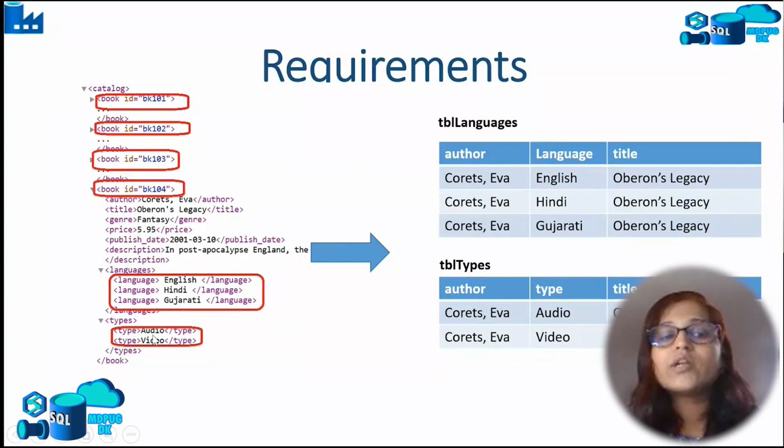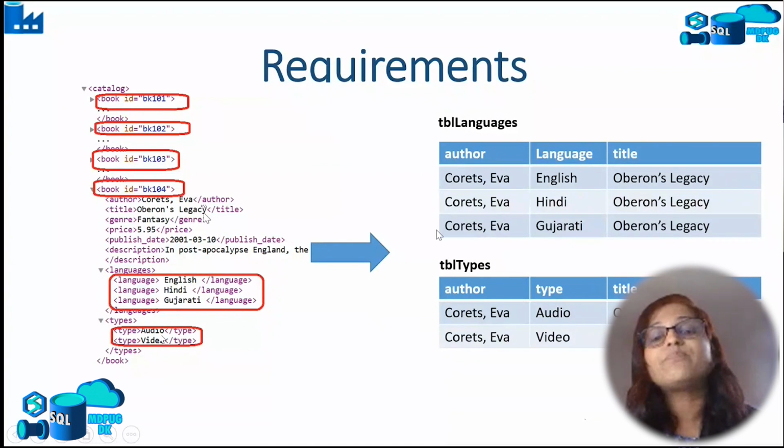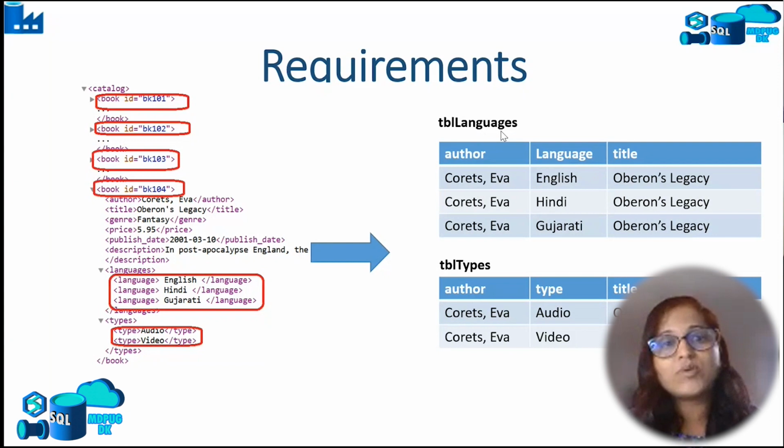In the same way I need another table for another array type, which is types, and here they have audio and video. For book 4, I need the items in a table like this: book name, title, type, which is audio, and title. Even though I have one book, because it has two types, audio and video, I have two entries in this table, and three entries in the other table. You can do the same for another table, such as price and maybe others.